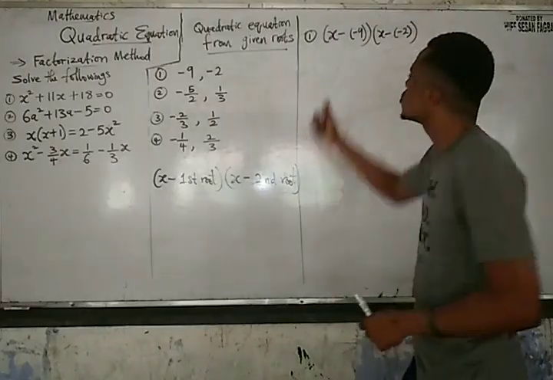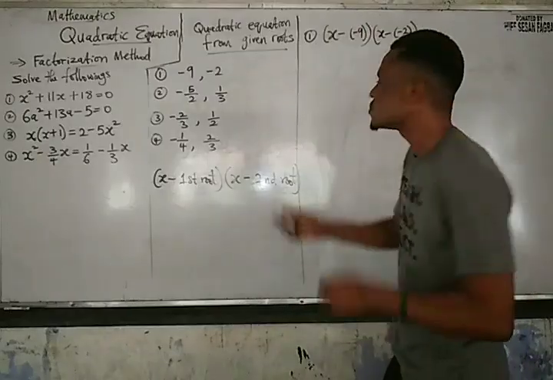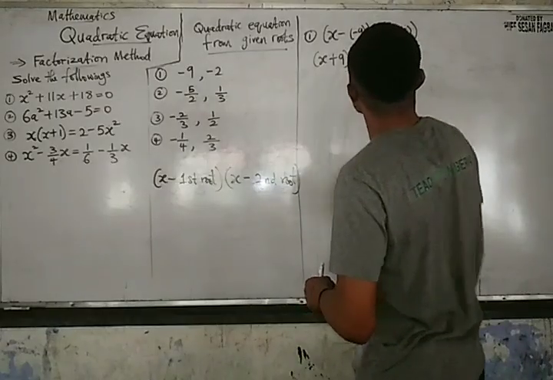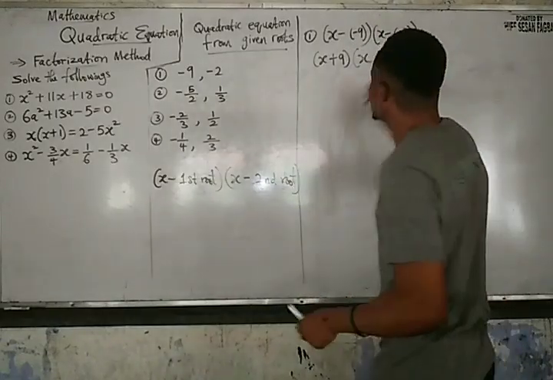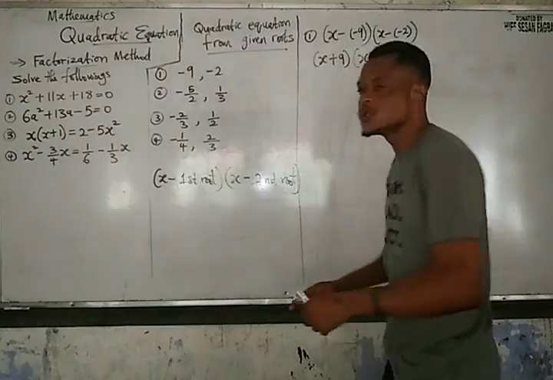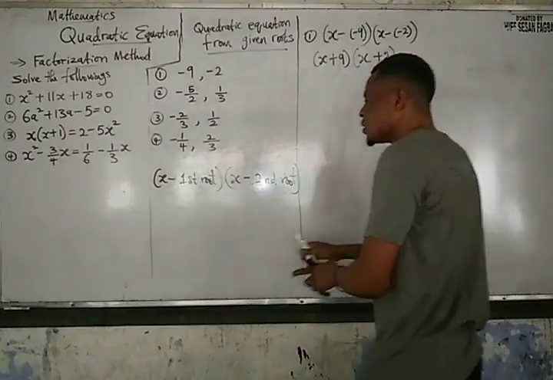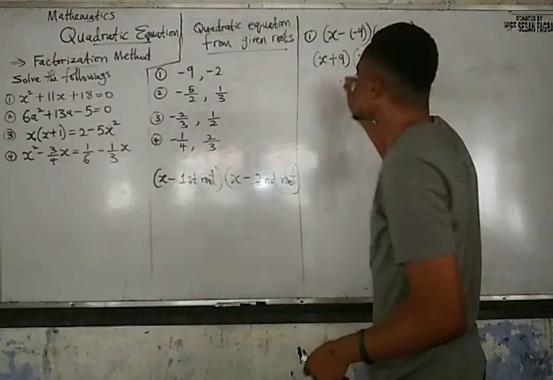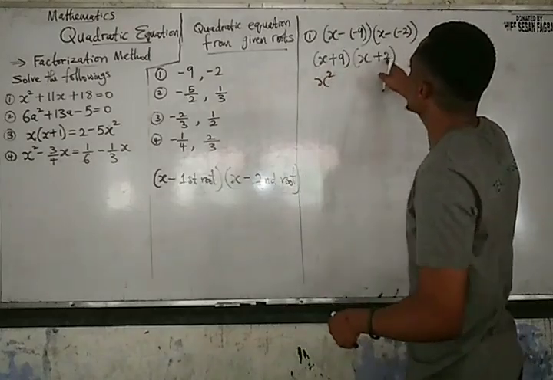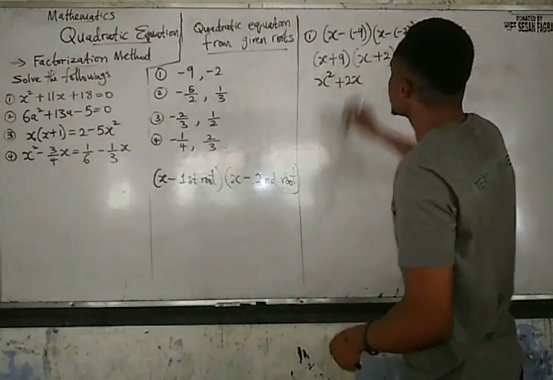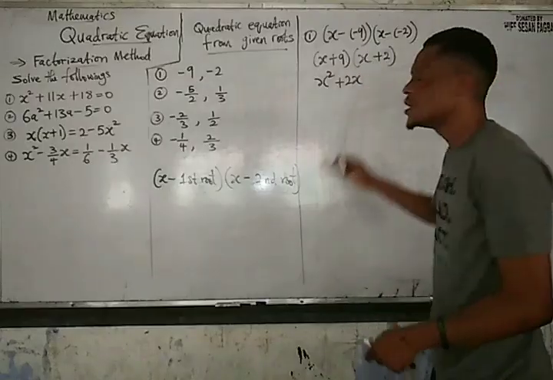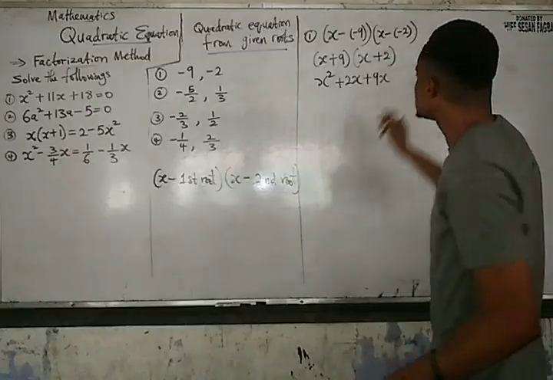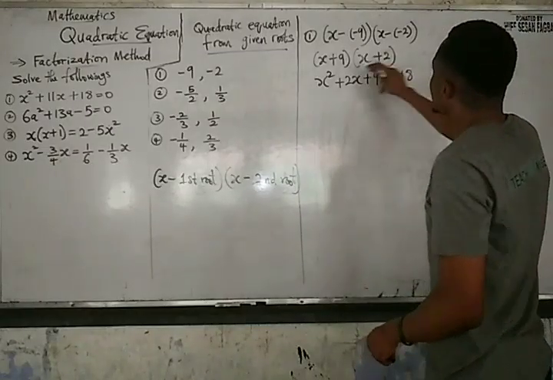Close the bracket. So minus multiplied by minus, we have plus. So x plus 9, close bracket. x again, minus times minus, we have plus 2, close bracket. So we can now open this bracket. We are going to have x multiplied by x, x squared, x multiplied by 2, we have 2x, and 9 multiplied by x, it will give us 9x. Finally, 9 multiplied by 2, this will give us 18 as the constant.